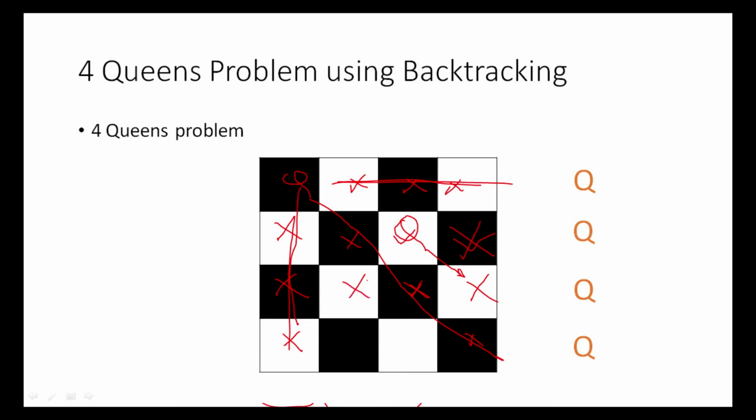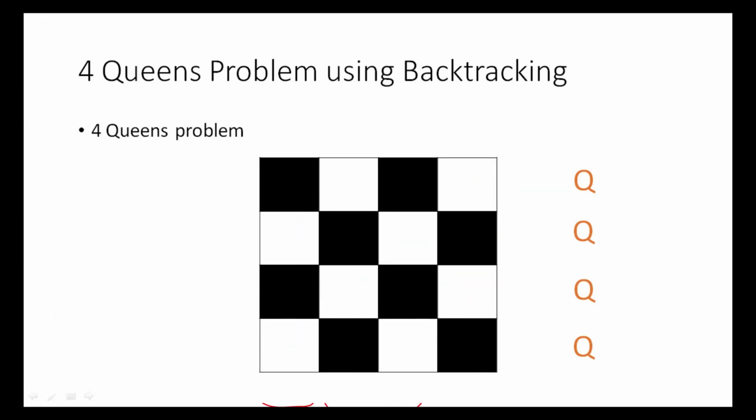Similarly, we cannot place, and so on and so forth. So somehow we need to place these queens in such a way that they are not attacking. As I said, attacking here means that 2 queens are attacking if they are in the same column, the same row, or the same diagonal. So we need to find a solution to this problem.